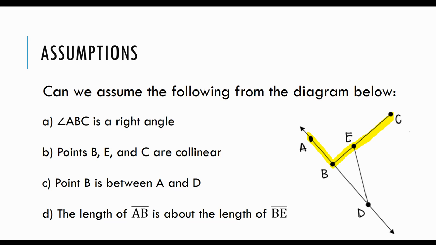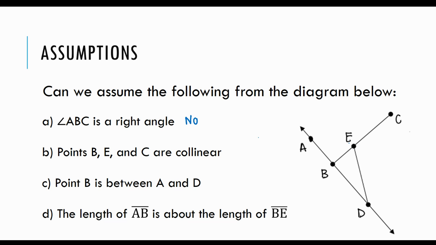Notice that nowhere in this diagram do I have any indication that I have a right angle. Remember, that's something that cannot be assumed. Since there is no box in this little corner right here, I cannot assume that. So it says, can we assume? And my answer is no. There was no box indicating that I had a right angle, and that's something that cannot be assumed.